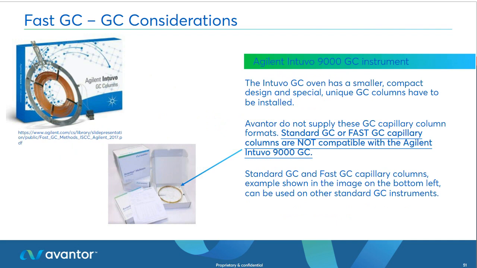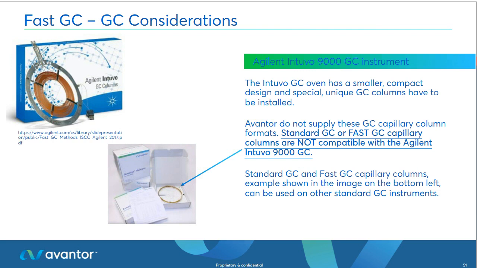Just another consideration: the Agilent Intuvo 9000 GC instrument is a FastGC instrument and it has its own specialized columns. Avantor do not supply these Intuvo 9000 FastGC columns. They are in a completely different format compared to the majority of other GC capillary columns. And you can see the difference.